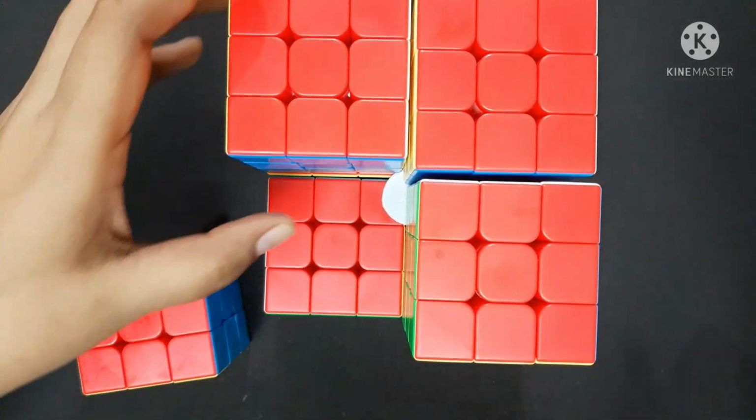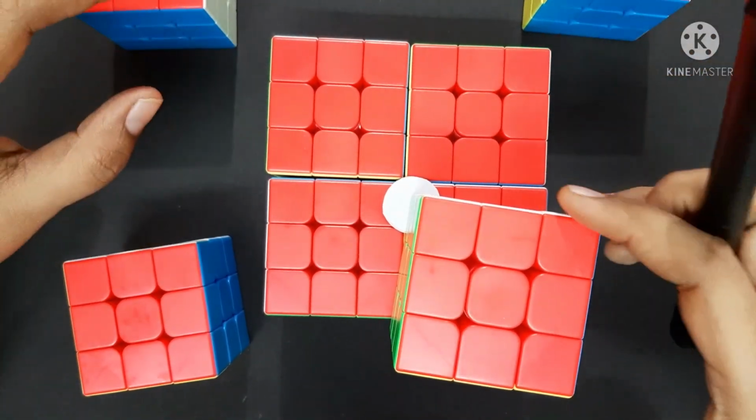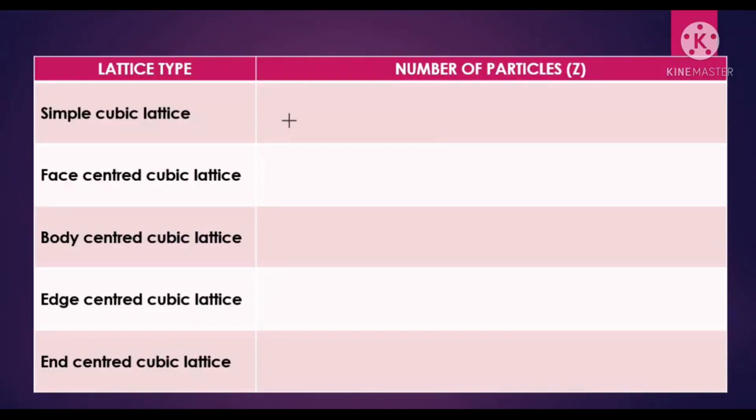This cell has now 8 corners, 8 corner atoms. So the total number of particle contribution can be calculated as follows. Well students, in a simple cubic lattice we are having 8 corners, is it not? So from one corner atom the contribution will be 1 by 8. Since we are having 8 corners, the number of particles will be 1. So the number of particles from simple cubic lattice is 1.